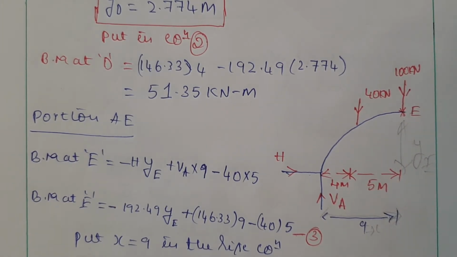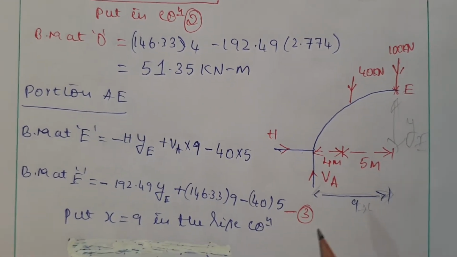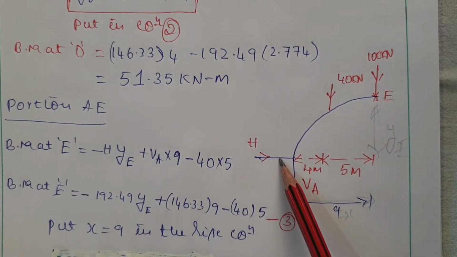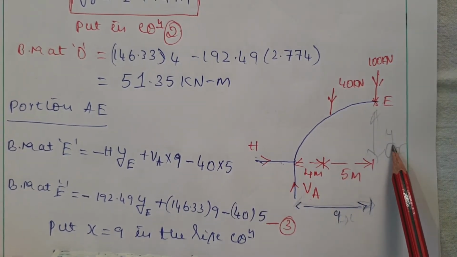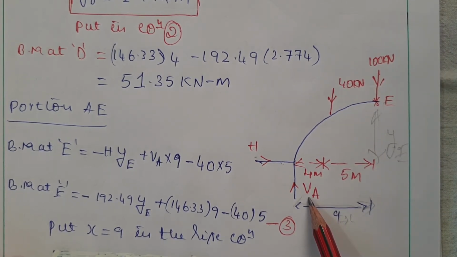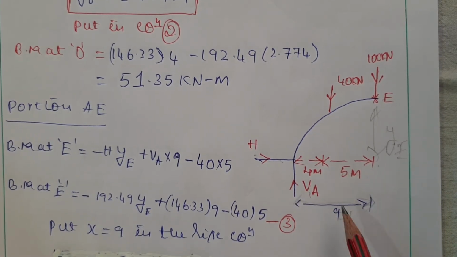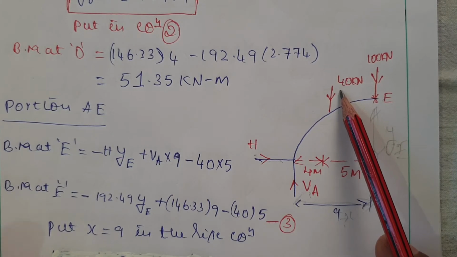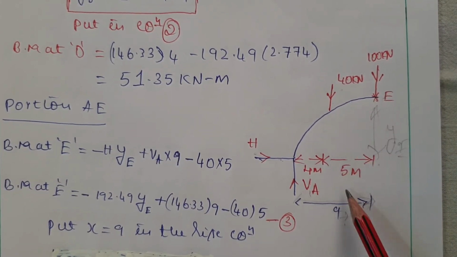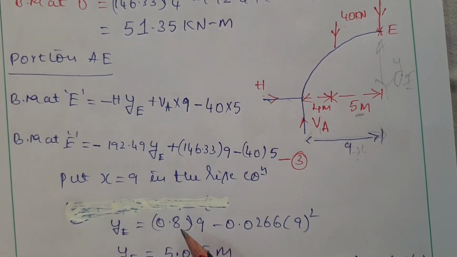Okay, yeah, YE, that indicates portion A to E. So when a force moving upwards produces a positive bending moment, horizontal force is negative: negative H multiplied by YE. Vertical force moving upwards, VA, multiplied by the perpendicular distance, here to here is 9. And another vertical force acting downwards gives a negative bending moment: minus 40 into the perpendicular distance, here to here, they have given it as 5 meter. Okay, simplify this one. We don't know what the YE value is.